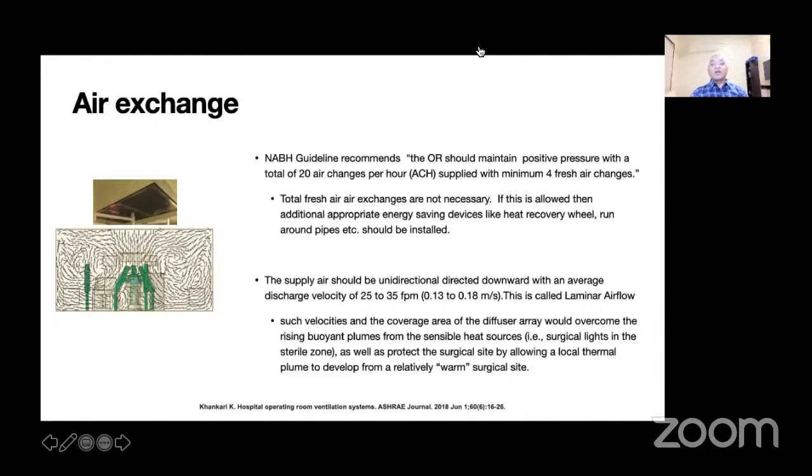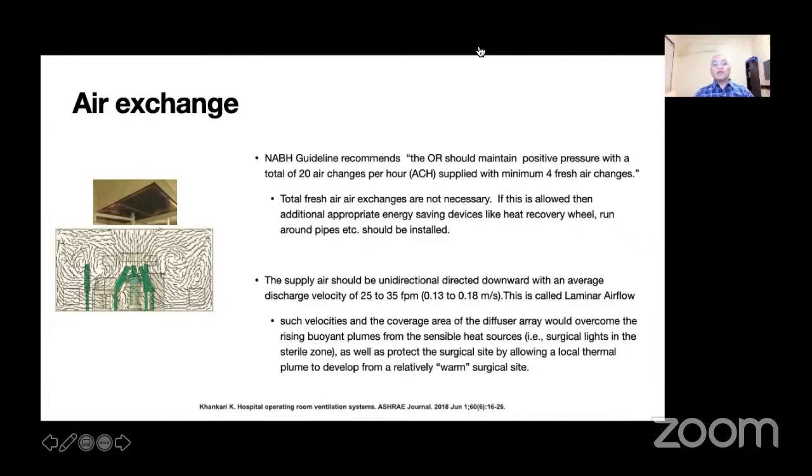Now, the preferable and best scenario is total fresh air exchange. That means whatever air comes into the operation theater is fresh, and the air which goes to the exhaust grill goes out directly into the atmosphere. But this is a very costly affair and requires various additional devices like heat recovery wheels, run around pipes, etc. And that is why it is not mandatory to use total fresh air exchange in the operation theater. You can use recirculating air.